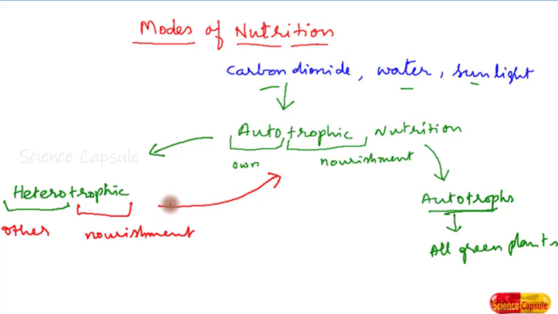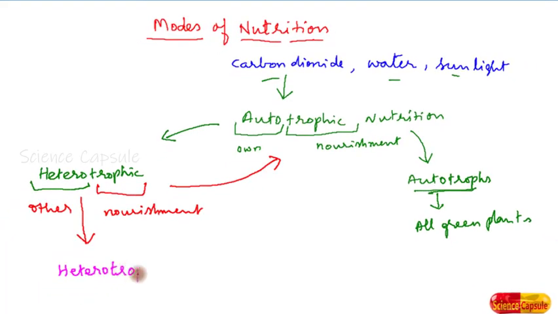So such a type of nutrition process in which the living organisms do not prepare their own food, but they depend on other organisms for food, such a type of nutrition is known as heterotrophic mode of nutrition, and the organisms that come under this category are called heterotrophs. So what kind of organisms come under heterotrophs? All the non-green plants and animals come under this category.